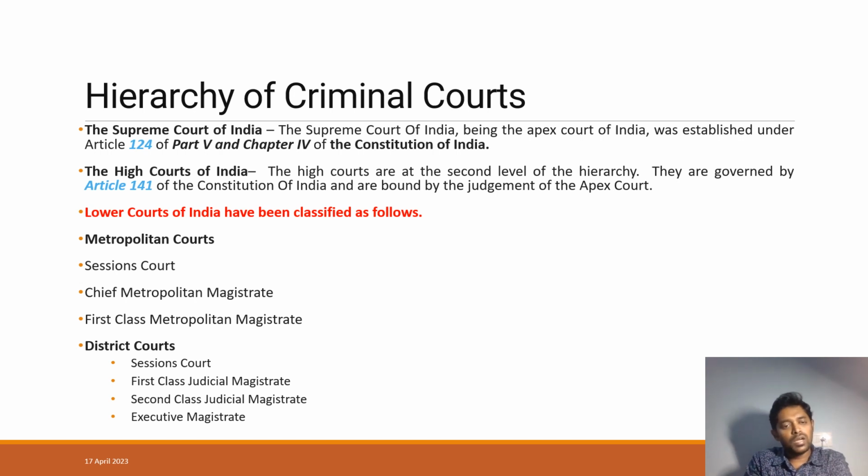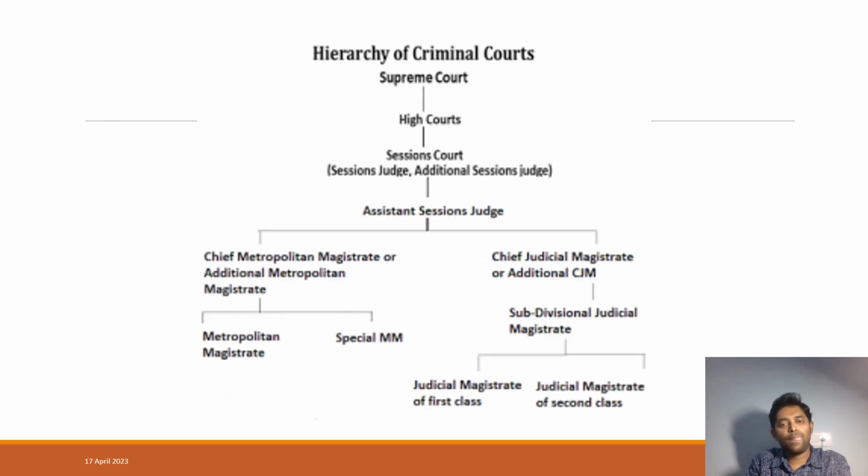Metropolitan courts are classified as Sessions Court, Chief Metropolitan Magistrates, and First Class Metropolitan Magistrates. District courts are classified as Session Courts, First Class Judicial Magistrate, Second Class Judicial Magistrate, and Executive Magistrate. This is the hierarchy of criminal courts.